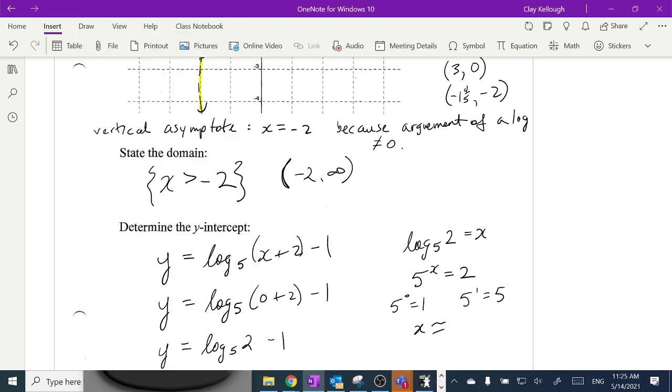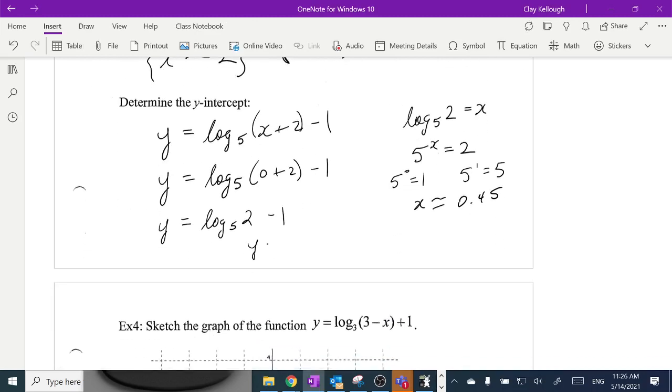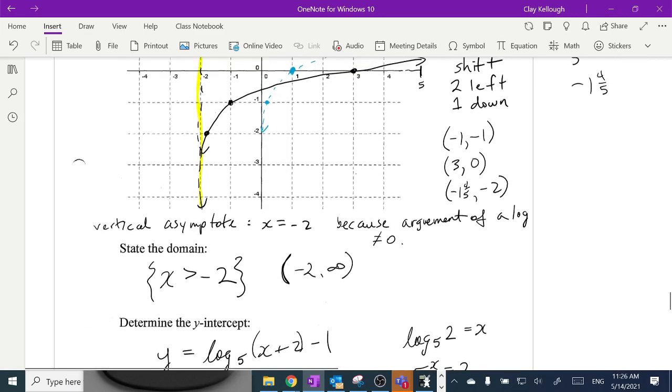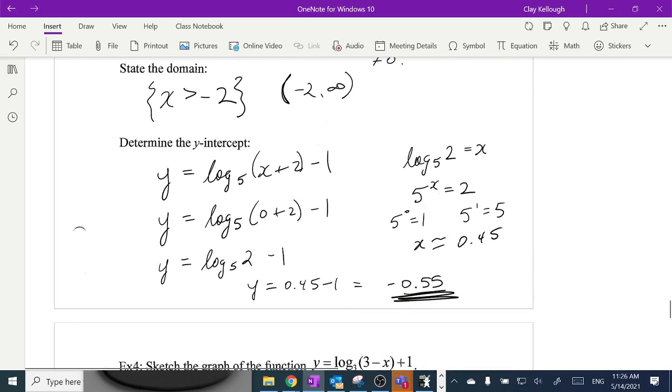X is approximately 0.45. So that means I'm going to say, fine, y is equal to 0.45 minus 1, which is -0.55. And that's close enough. And that's about what we got, right? Like I said, a little bit further down than halfway, -0.55 or so. Now you might be thinking, isn't there a way we could get a better answer than this without having to estimate? And there is, and that's one of the lessons we'll do next week. It's called the change of base law for logarithms. But we haven't learned that yet.